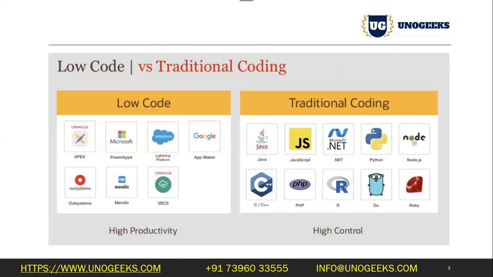Since Oracle Apex is low code, we need to understand what low code is compared to traditional coding. Here we have some of the low-code platforms and traditional coding platforms. One of the main things for using low code is high productivity, and for traditional coding there will be high control. A few examples of low-code platforms are Oracle Apex, Power Apps, Lightning Platform, App Maker by Google, OutSystems, Mendix, and VBCS. Some examples of traditional coding are Java, JavaScript, .NET, Python, Node.js, and so on.